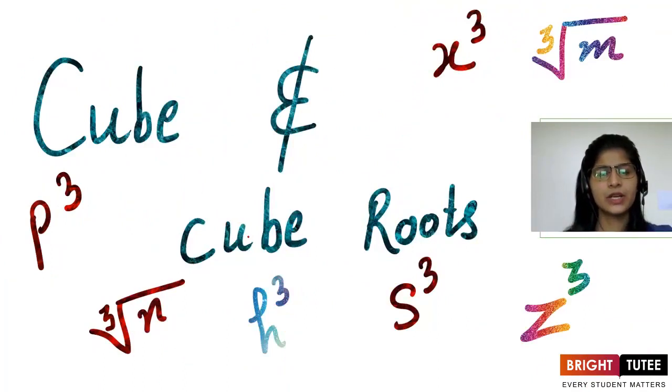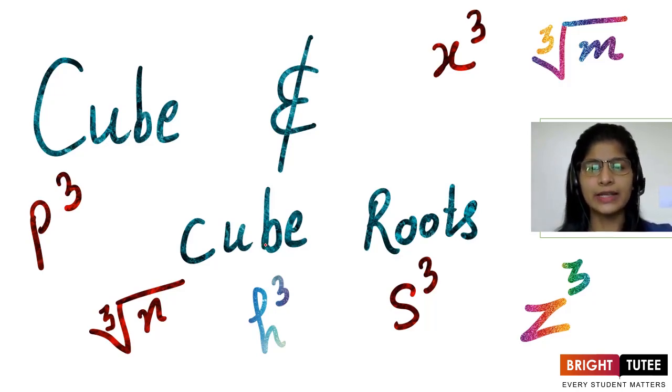Hello students, we're going to start with a new chapter today, that is cube and cube roots. We have learned so far the properties of square and square roots. Now cube and cube roots doesn't have too many properties as we had in square roots. It has a limited number of properties. Okay, let us start with what is meant by a cube and then we will slowly reach cube roots.